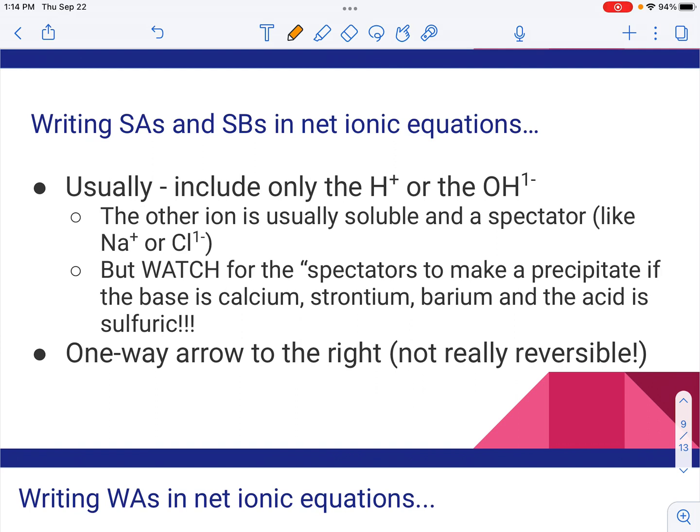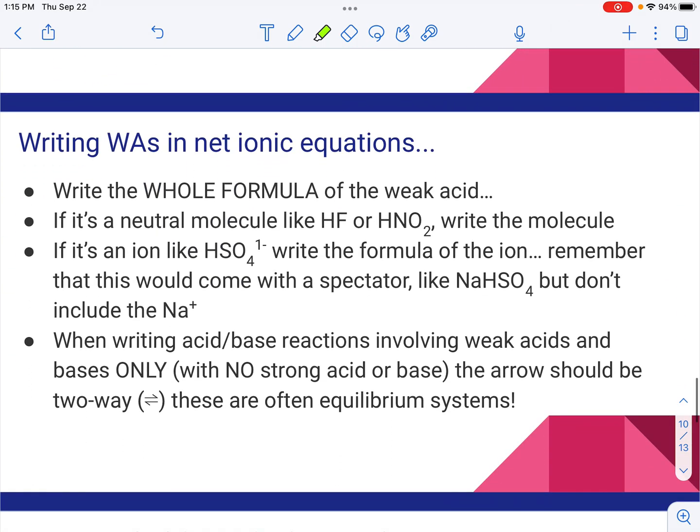Again, I'm going to give you a quick review. Writing strong acids and strong bases in non-ionic equations, we're going to include only the H+ or the OH-, except for sulfuric acid with calcium, strontium, and barium. Okay, so you have to be careful with that. And when we write non-ionic equations that include any strong acid or any strong base, whether there's one or both of them, then it's a one-way arrow because it's really not an equilibrium system. It really is the hydrogen ion or the hydroxide ion is going to fully react with what you have there until it's gone.